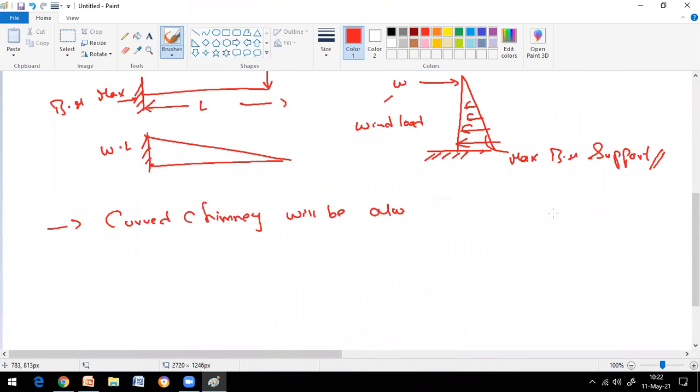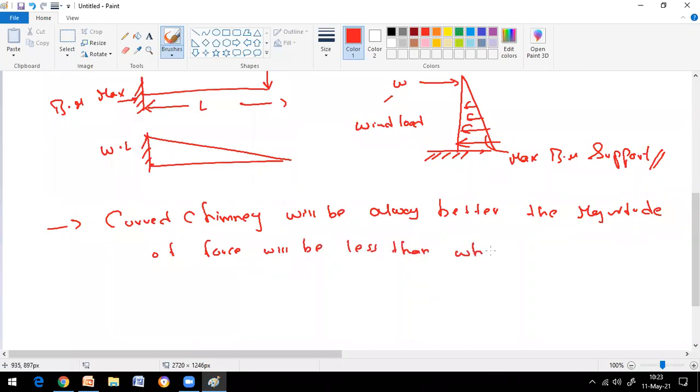Why? Because the magnitude of force will always be less than when the area of surface is flat. Understood? Very important. The curved chimney will always be better, because the magnitude of the force will be less than when the area of the surface is flat. That's why curved chimneys are always best.